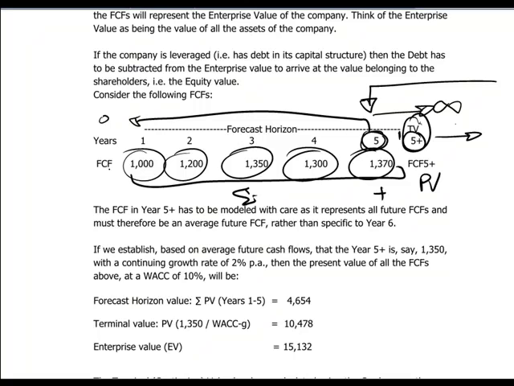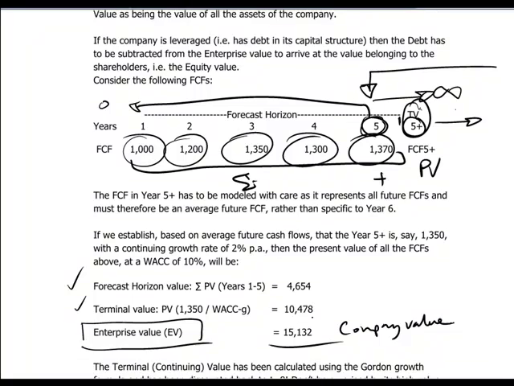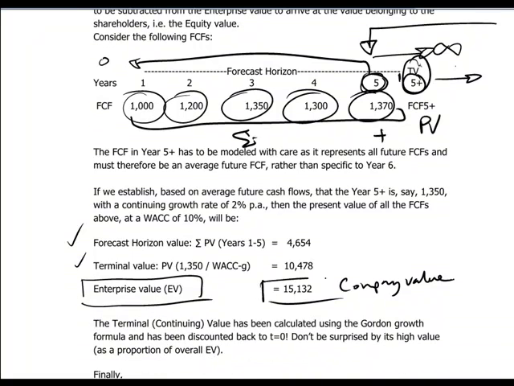When we speak of free cash flows here, and understand this to be free cash flows to all capital providers, debt and equity, then of course, by calculating the present value of the forecast horizon, the terminal value, that gives us the enterprise value, or the total company value of the business, 15,132 in this case. And we would need to deduct from the enterprise or company value the amount of debt that the company has in its balance sheet in order to determine what the final equity value will be.